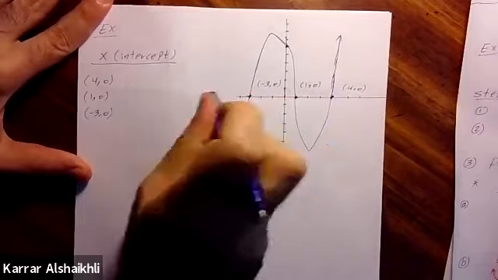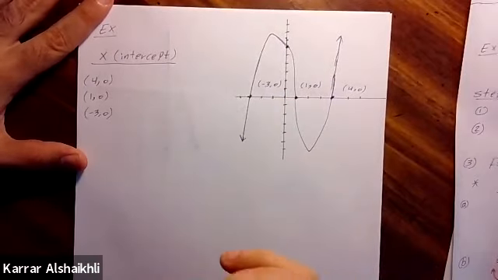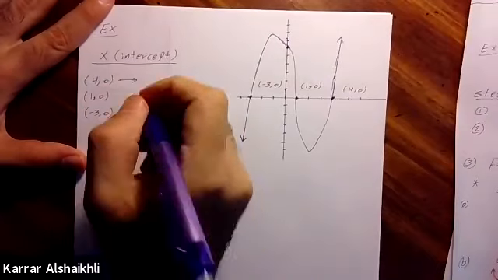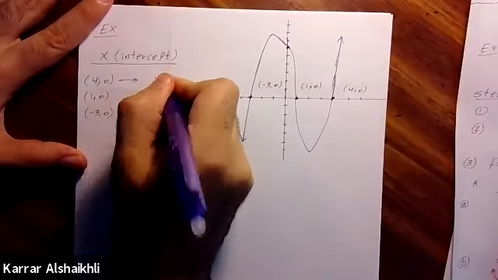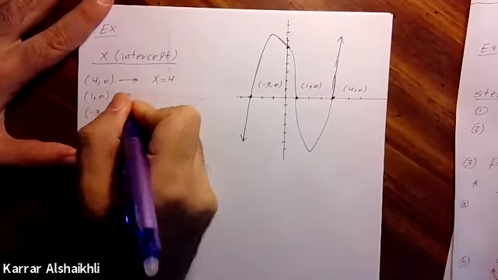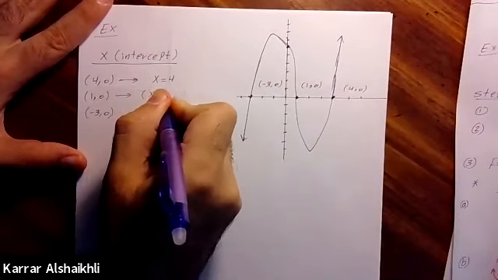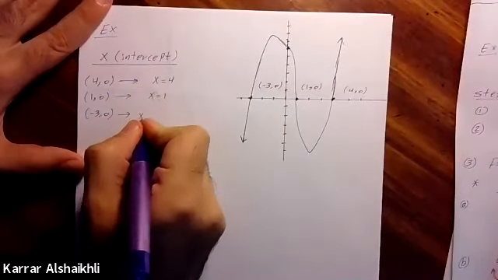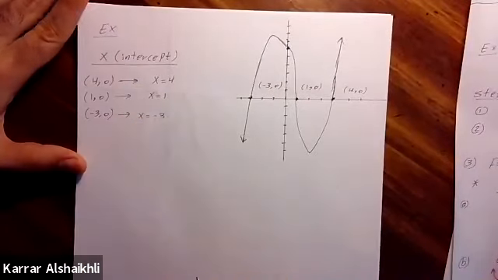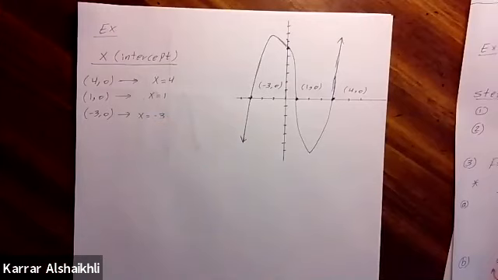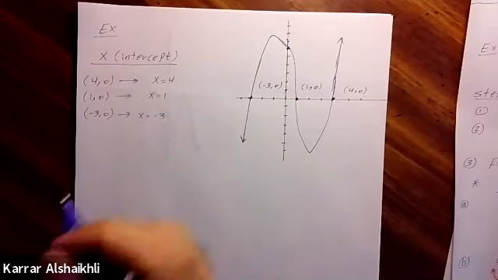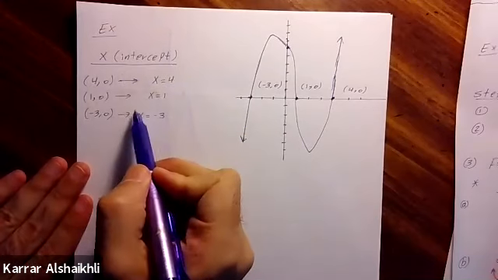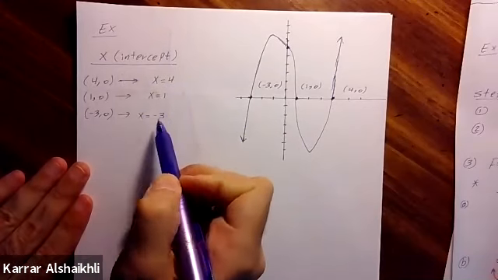Check what I'm going to do here with these points. Here, it means x equals 4. And this one, it means x equals 1. And here, it means x equals -3. I'm just bringing back the process. x equals 4, that means here is the point. x equals 4, x equals 1, x equals -3.